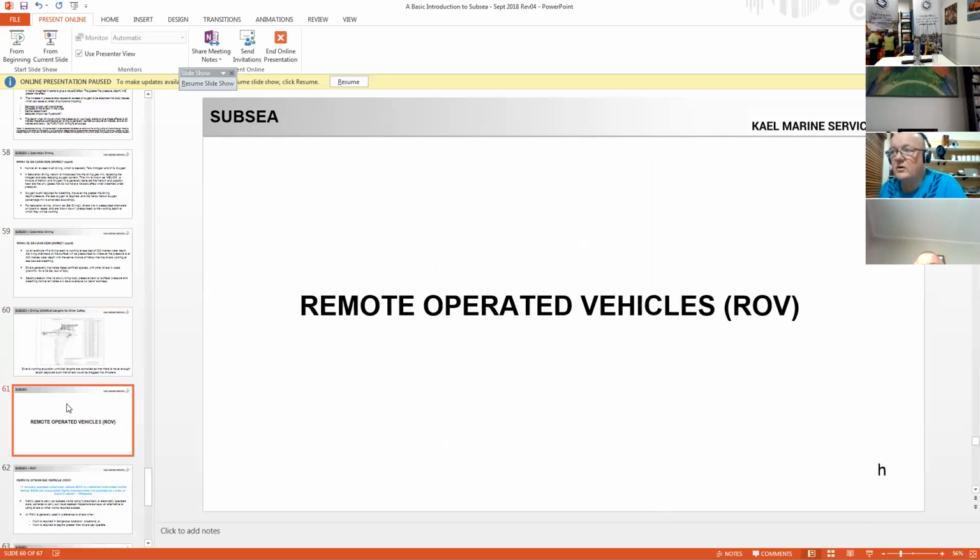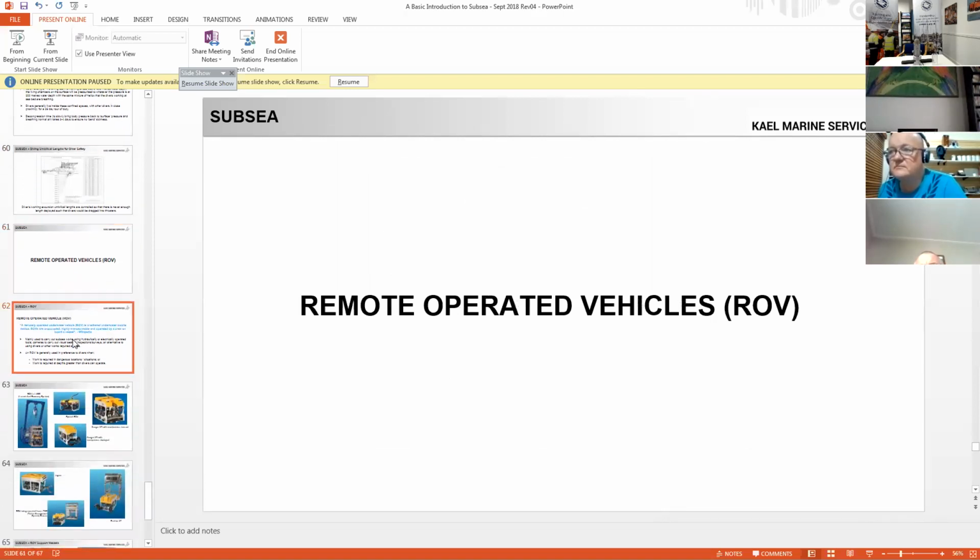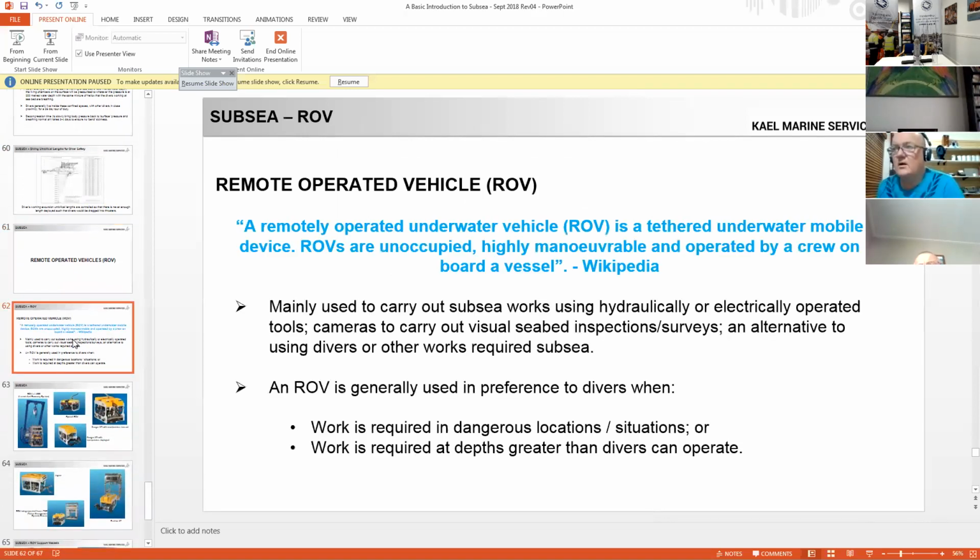Okay, moving on, ROVs. ROVs are remotely operated underwater vehicles. An ROV is a tethered underwater mobile device. They are unoccupied, highly maneuverable, and operated by a crew on board a vessel. That's from Wikipedia. They are mainly used to carry out subsea works using hydraulically or electrically operated tools, and they have cameras to carry out visual seabed inspections and surveys, and are an alternative to using divers for other works required subsea.